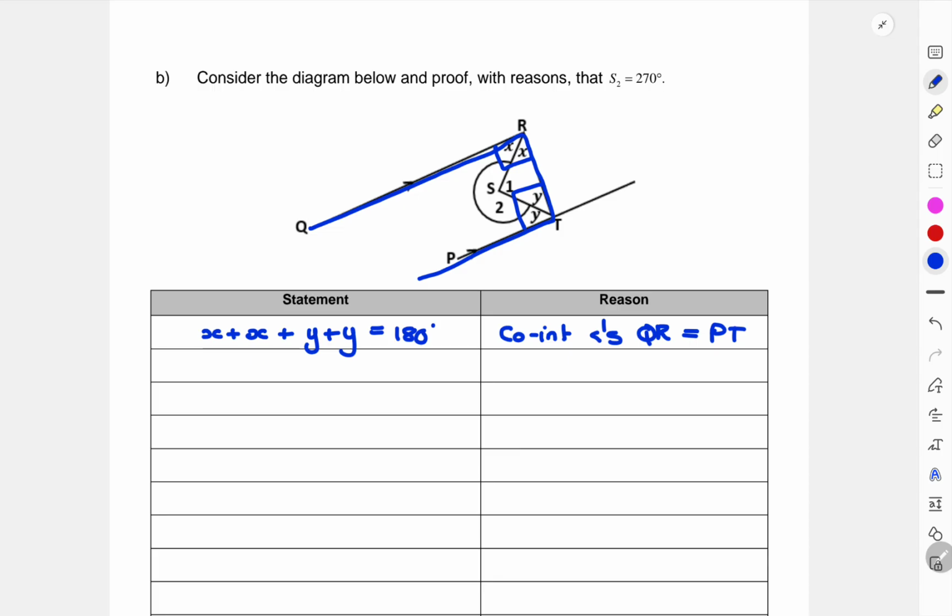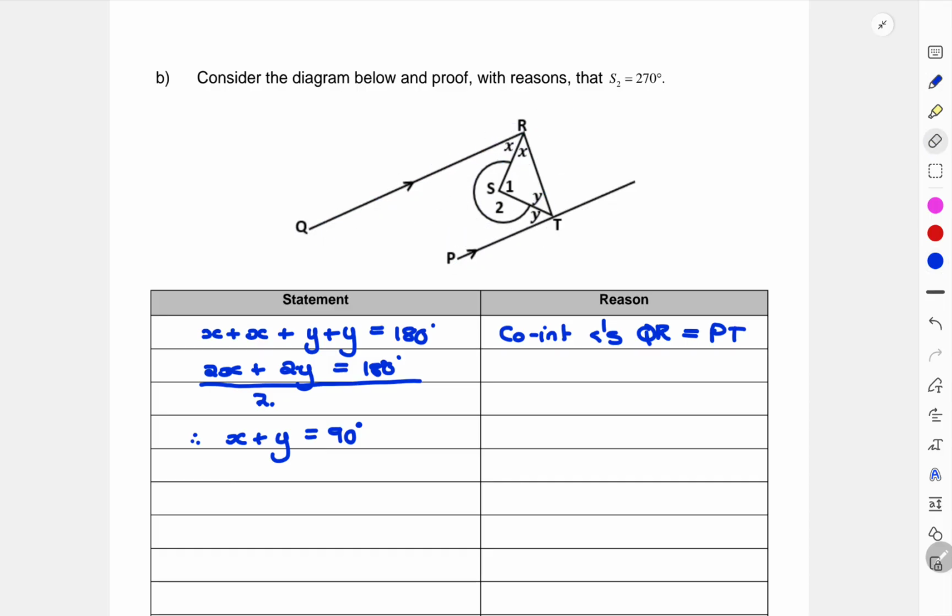So a little bit of a harder one: QR is equal to PT, especially if you haven't been given any sides or what is equal to what. So then let's try with algebra. So then I'm going to say 2x plus 2y is equal to 180. And then I'm going to divide by 2 all throughout. So each term I'm going to divide by 2, and you are allowed to do that. So x plus y is equal to 90 degrees.